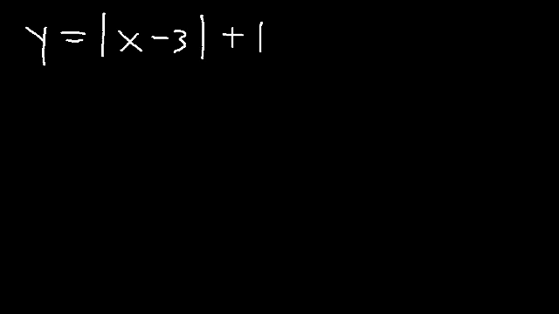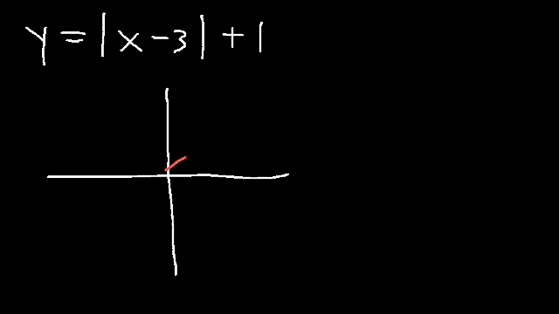Now what about this function? So we know that the absolute value of x is a V shape that opens upward. Now for this one, it's going to shift 3 units to the right. And it's going to shift 1 unit up. So the new origin is at 3, 1. And it's going to open in the same direction.